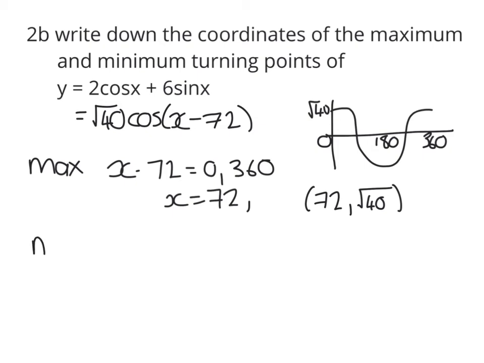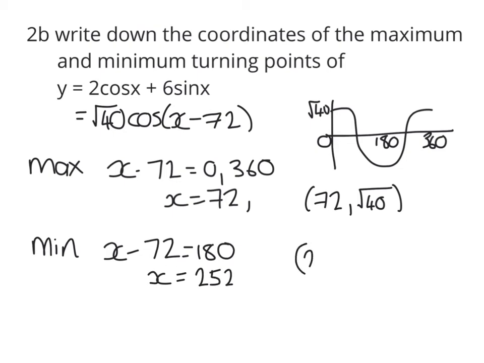So that would be your maximum turning point of the graph that has moved. Then similarly, to get the minimum, you would put x minus 72 equal to 180. You would move the 72 over, giving you 252. So the minimum turning point now happens at 252, so along 252, and it goes down to negative root 40, which is from your amplitude. So that's the spin they put on these questions.